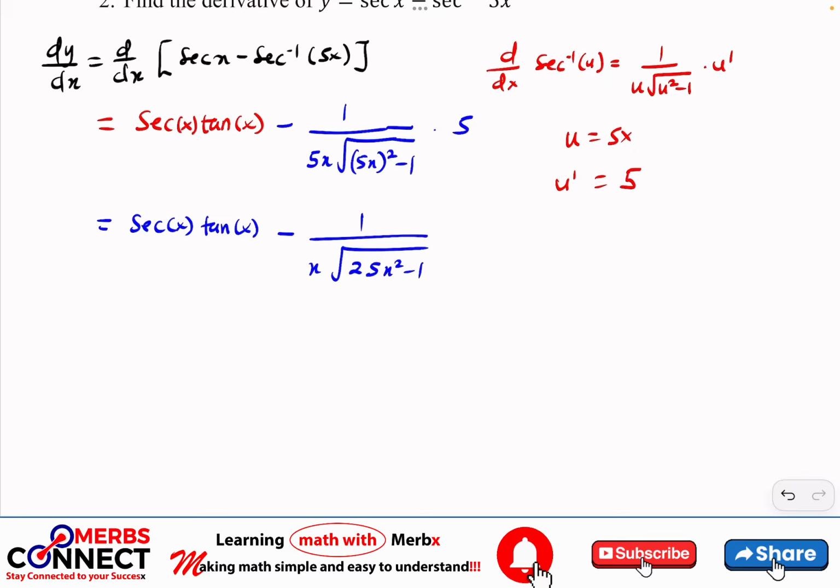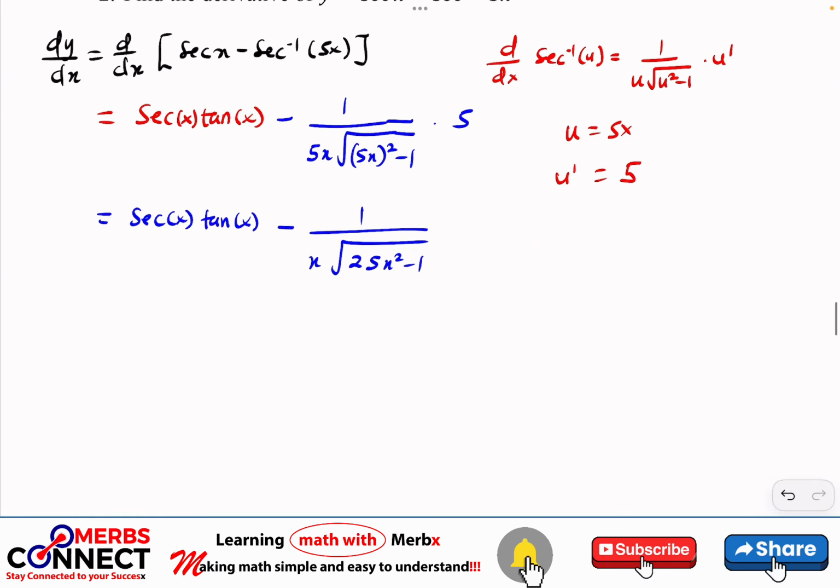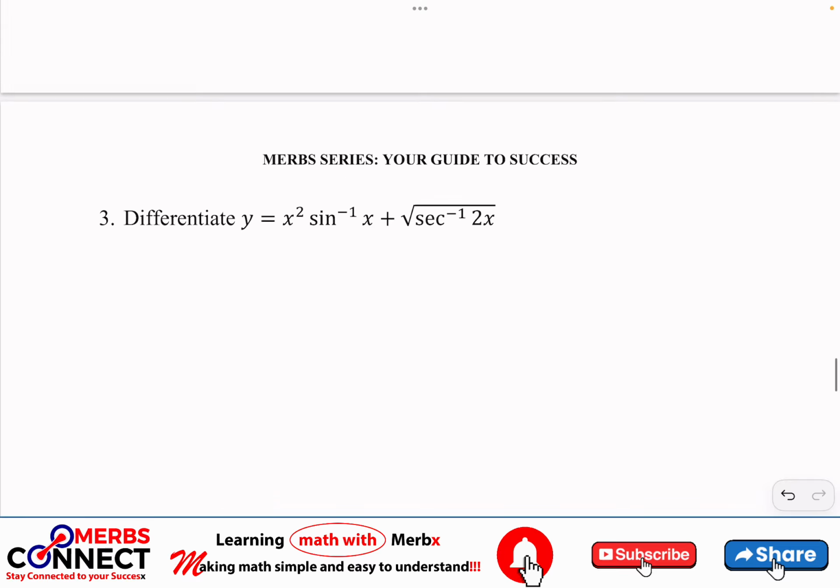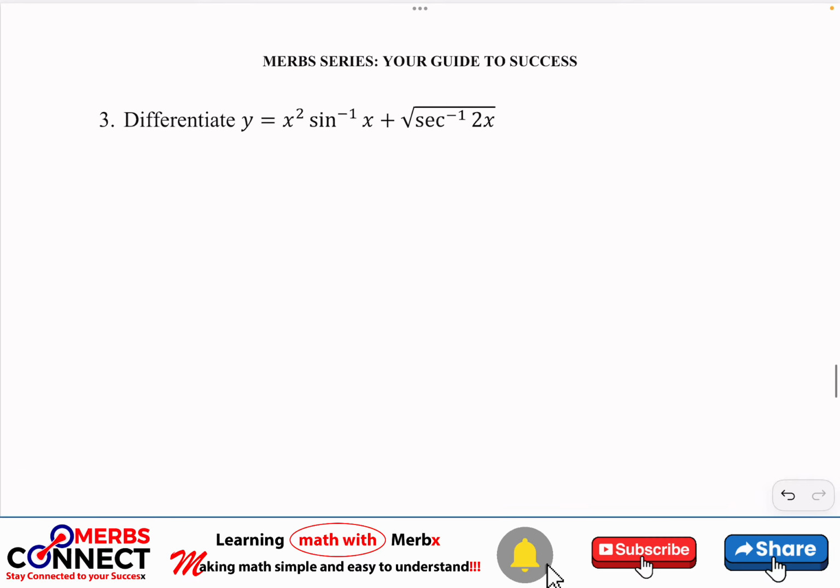So you see, it's not difficult, right? It's not difficult. It's very simple. Yes. Let's do this together. Let's look at question 3. Let's differentiate.